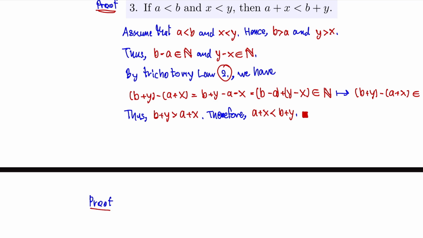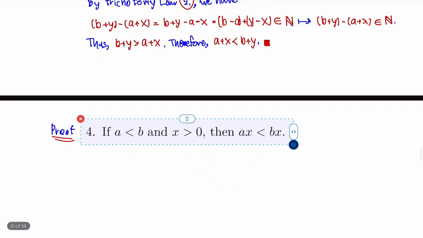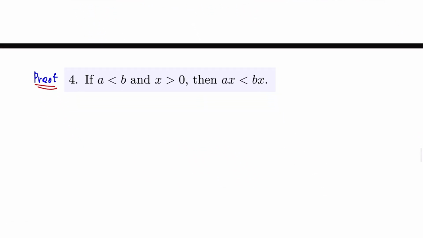Let's prove this. The fourth property: we have a less than b and x greater than 0. So I have to assume that a is less than b and x is greater than 0. Okay? So what does it imply?